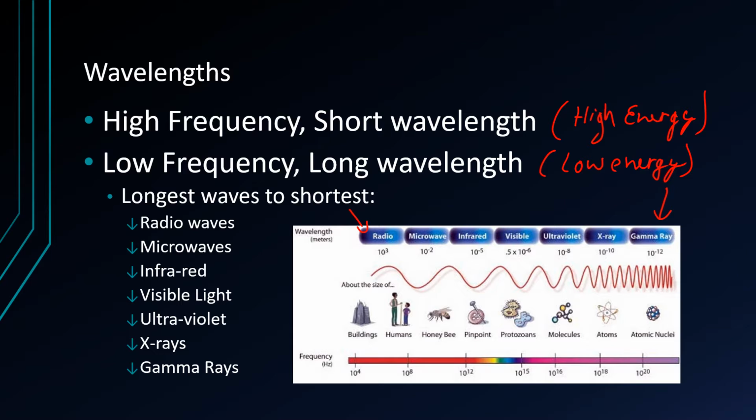So the order from the longest waves to the shortest waves goes radio waves, microwaves, infrared, visible light, which is what we are able to see, and that's all, ultraviolet, X-rays, and gamma rays. So let's take a look at these.